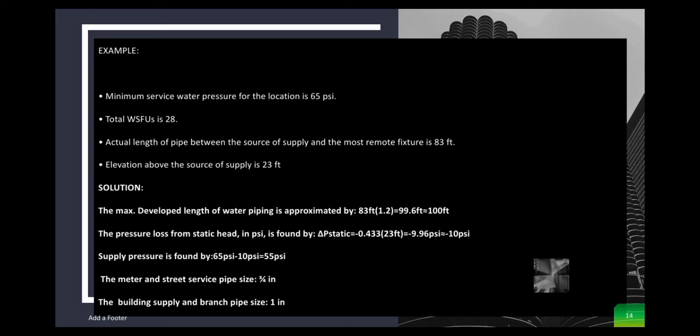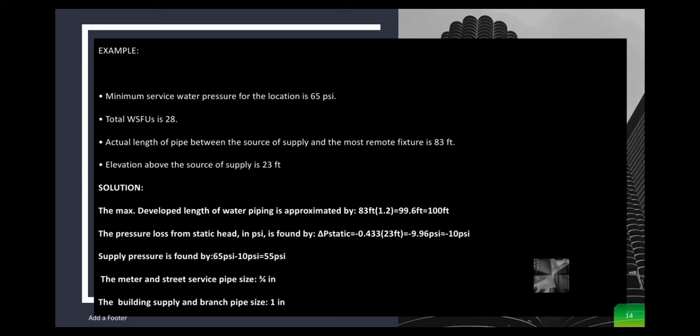So first, we have to obtain the minimum service water pressure for the location of construction. In this problem, given naman siya, so we have 65 psi. And then, step 2 is to compute the total WSFU. And we have 28 in this problem, given siya. At kapag hindi siya given, makikita natin to dun sa table 13.7, yung pinakita ko kanina.